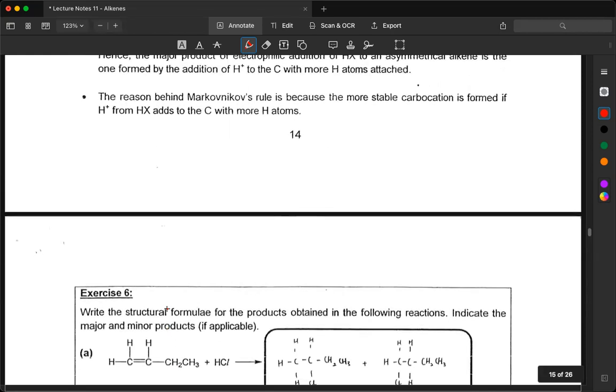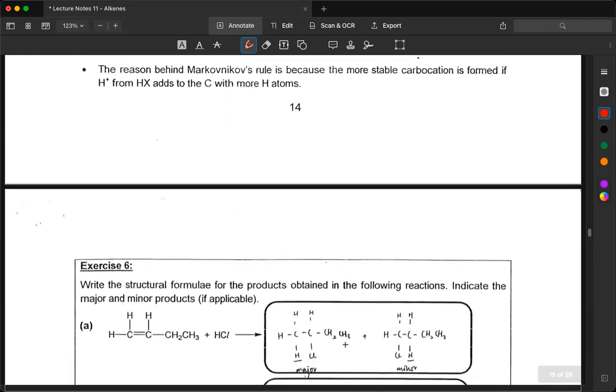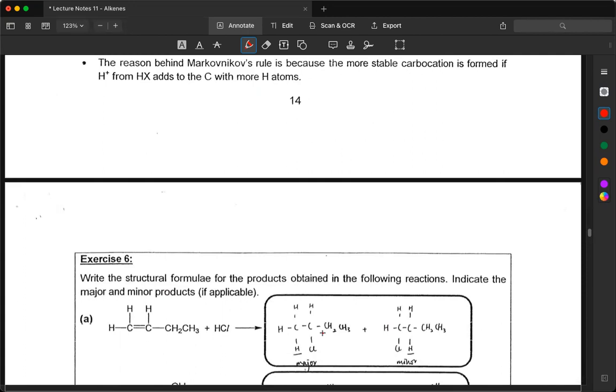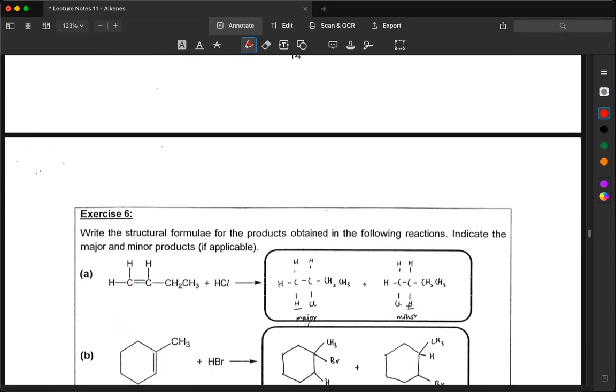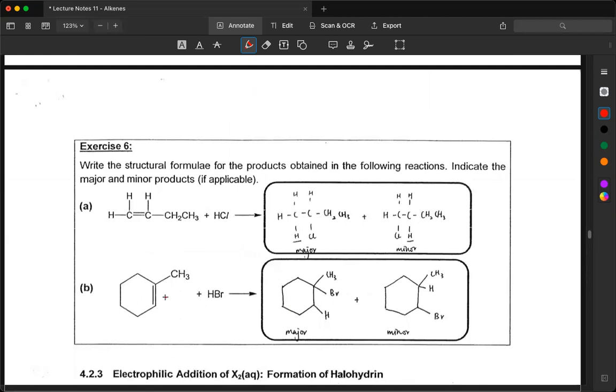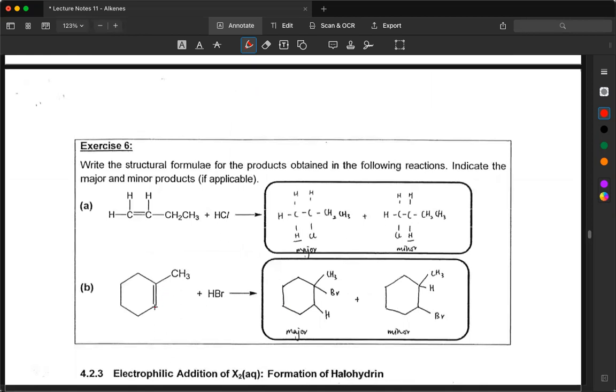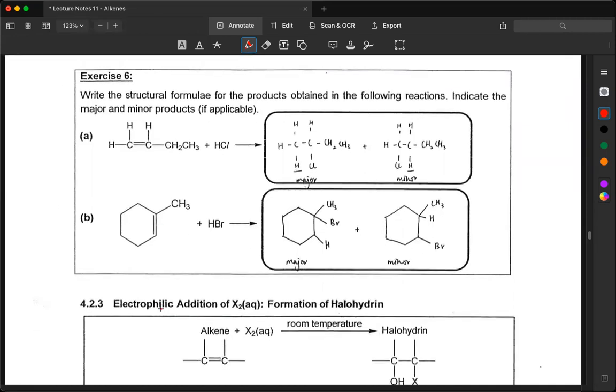Now, let's try this exercise before looking at the answer. What will be the major and minor product? Okay, both have to be mentioned. So the major one, of course, is the one with the H bonded to the C with more hydrogen atoms bonded to it. The minor will be the other one. Same here, the H bonded to the one here. That means Br is here. All right. Major. The minor one will be the other way around.